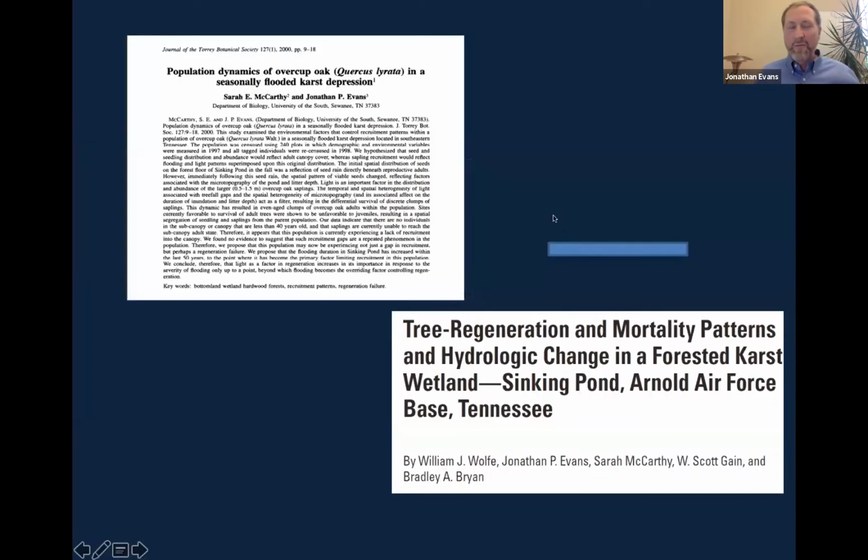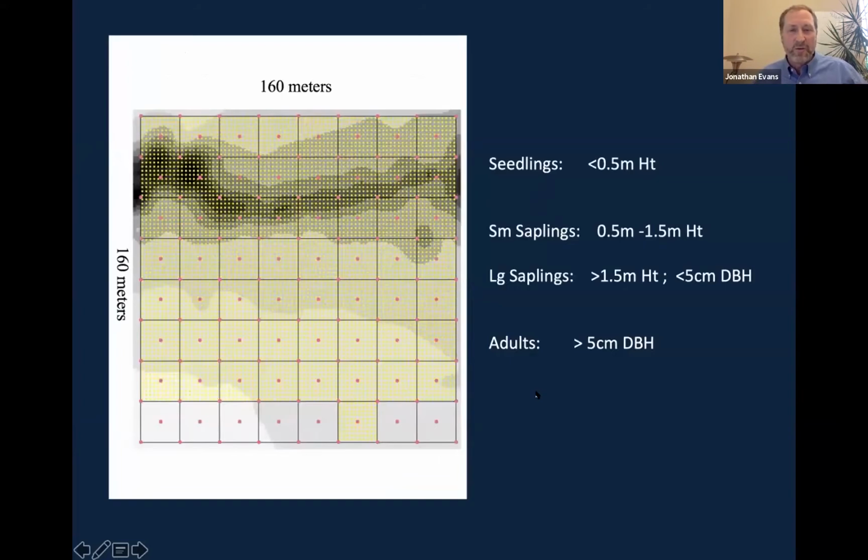We published that work back in 2000 when we first started the study, and we set up a long-term study plot in order to track over 20 years what might be contributing to this lack of regeneration, with the possibility at that time pointing to climate change, which wasn't really on a lot of people's radar screens at that point.